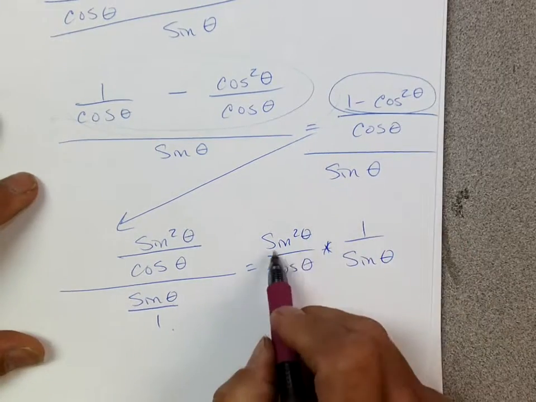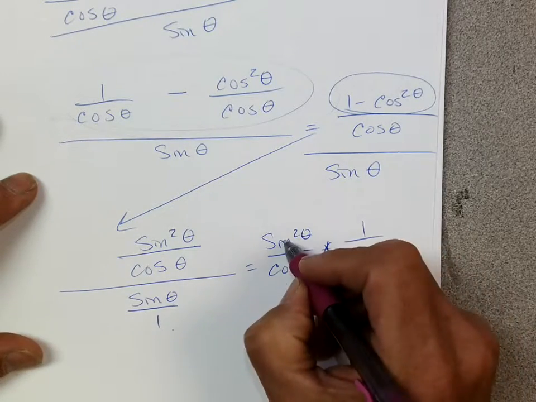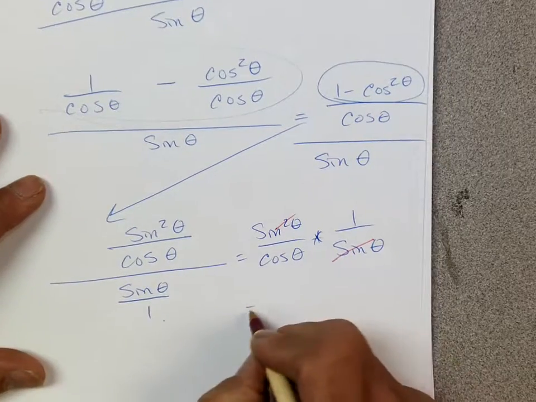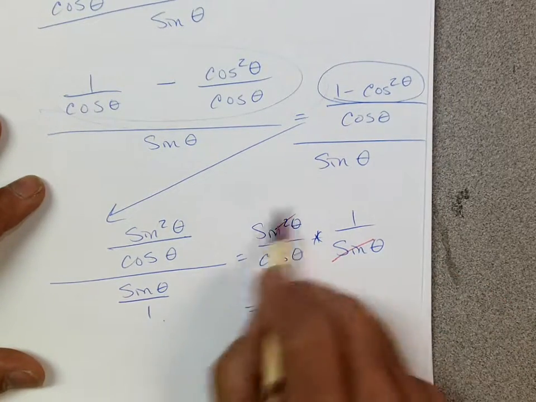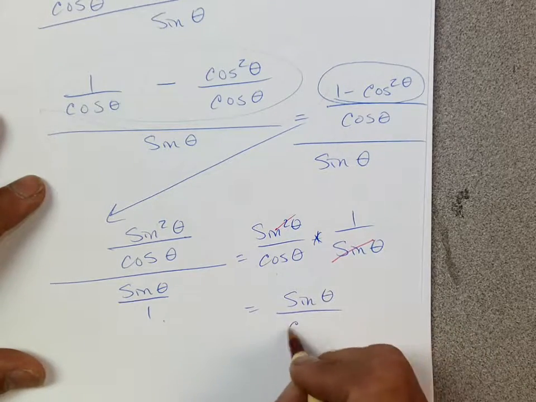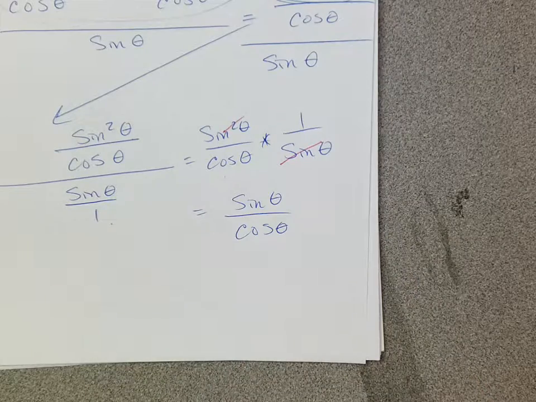Now, this sine squared with this sine, one of these will cancel, a sine for a sine. And let's see what we have left. What we'll have left is a sine over here, because I only took one away, over a cosine. Oh, wait a minute, that's an identity also. Sine squared over cosine squared.